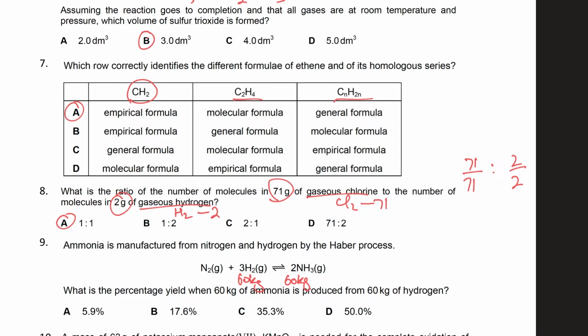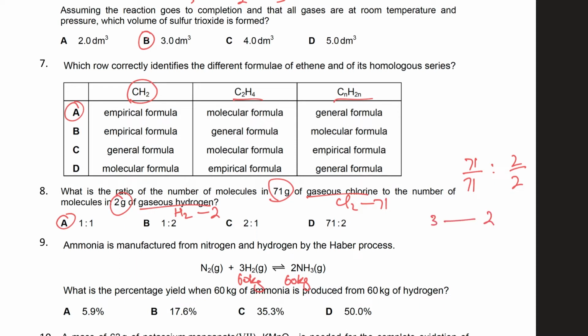So I want to figure out my percentage yield, and percentage yield depends on 2 things. It depends on the practical yield which you have, which is 60 in this case. It also depends on the theoretical yield, like what would I get if the reaction went to completion. So let's see, 3 moles of hydrogen produces 2 moles of ammonia.